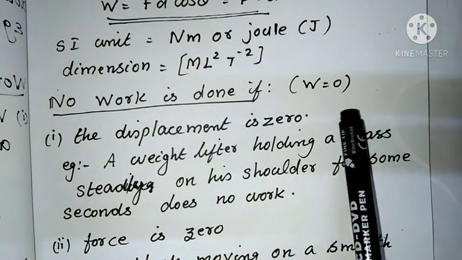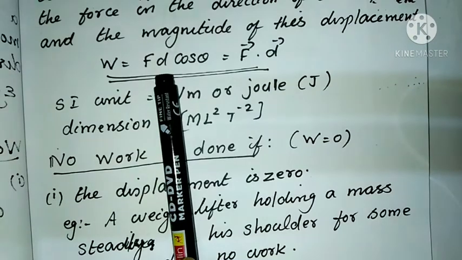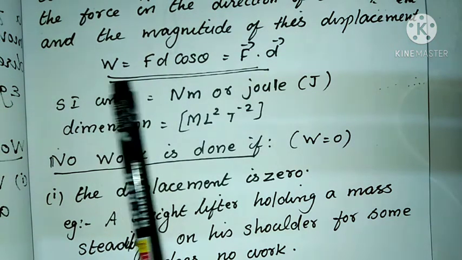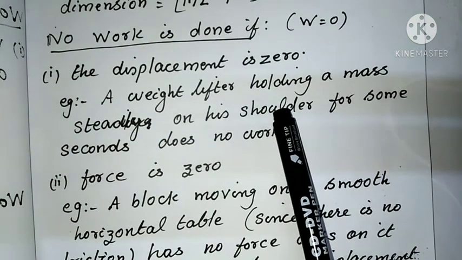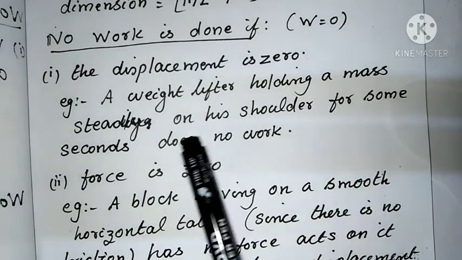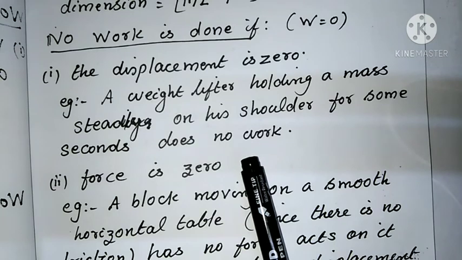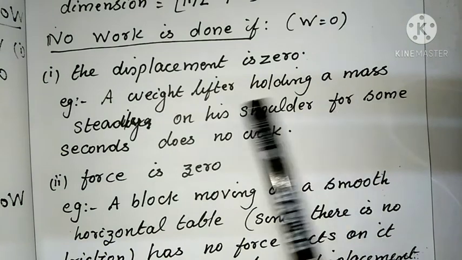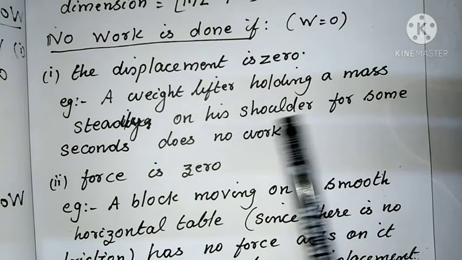So first case, the work done is 0 when the displacement is 0. So in the formula, when the displacement d equals 0, then what is this quantity W? W equals 0. One example here: a weightlifter holding a mass steadily on his shoulder for some seconds does not do any work. That means when a weightlifter holds a mass steadily on his shoulder, he is applying force but there is no displacement.